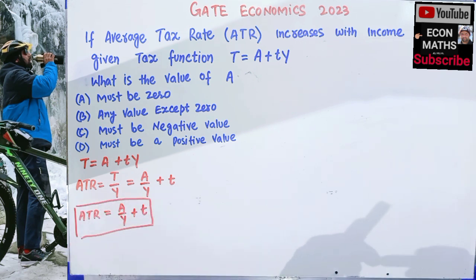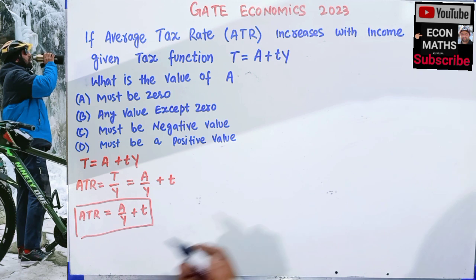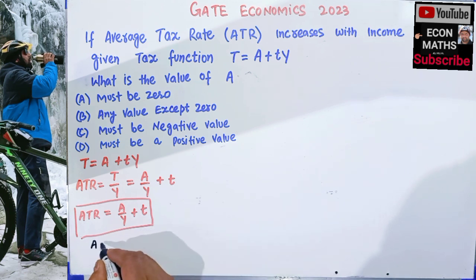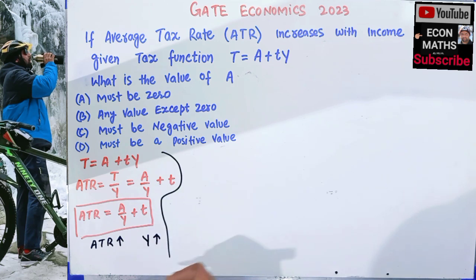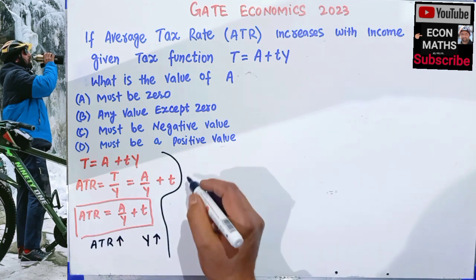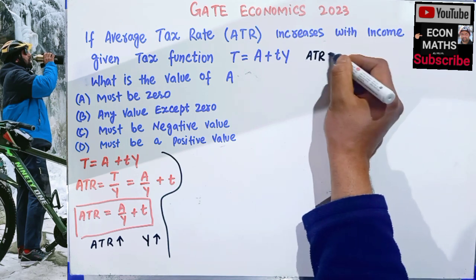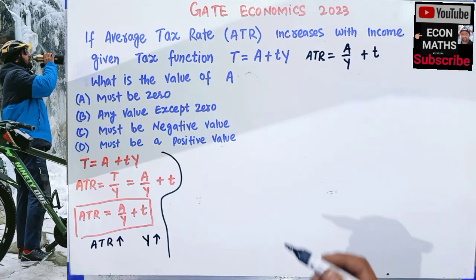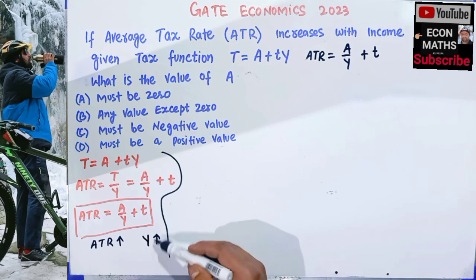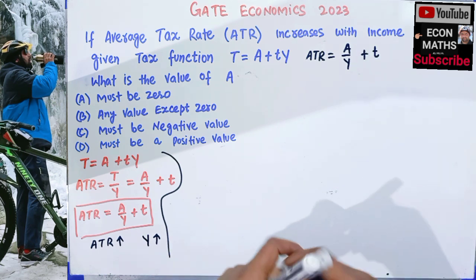Now we need to maintain a positive relationship between income and average tax rate. That means our average tax rate should increase when income increases. We need to find out what must be the value of a here. So let me write it again here. We have ATR is equal to a upon y plus t. We have to maintain this relationship. When income increases, average tax rate should also increase. Then what should be the value of a here?